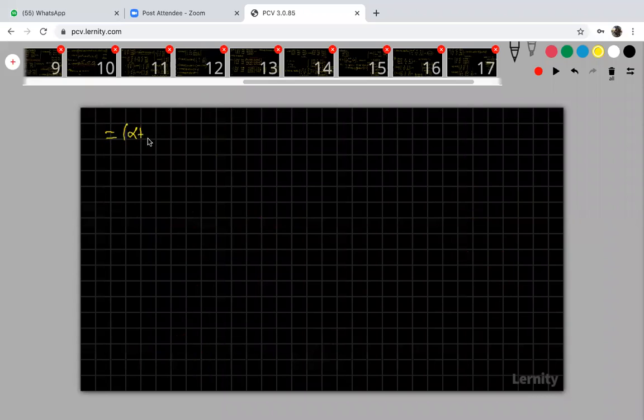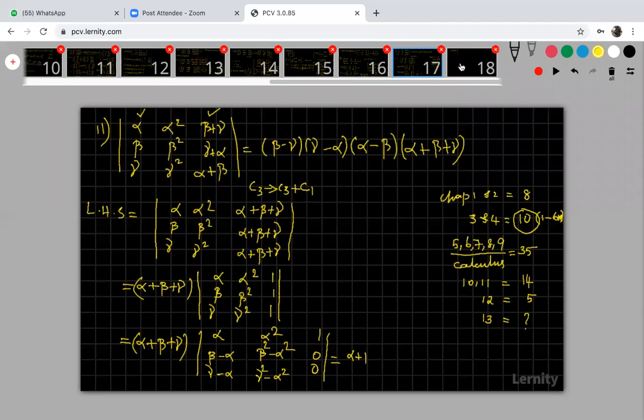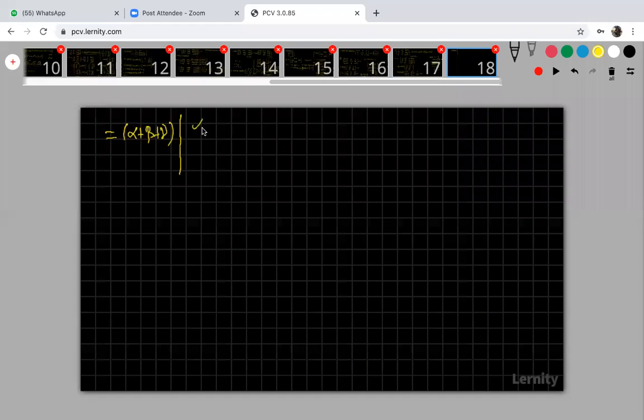Here, alpha plus beta plus gamma. Okay. What about the first column? Alpha, beta minus alpha, gamma minus alpha. Okay, second column is alpha square, beta square minus alpha square, gamma square minus alpha square. Here 1 0 0. Okay, now apply the formula, alpha plus beta plus gamma.